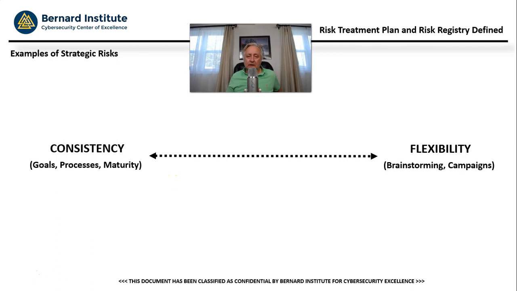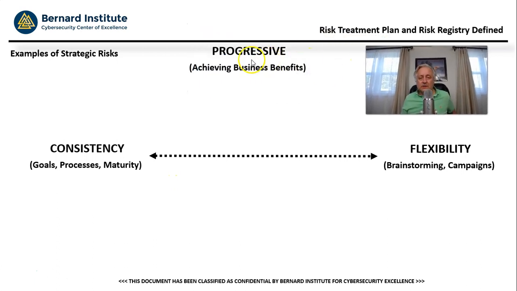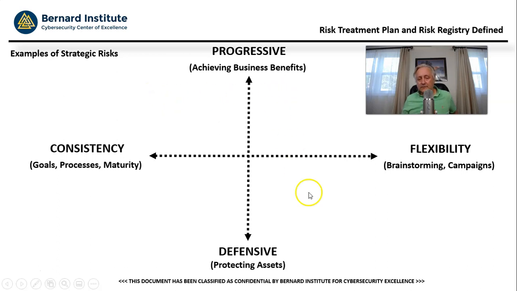And then we have progressive. That means we're achieving business benefits, and business benefits are basically revenue streams. So are you hitting your revenue targets to be progressive? And what's the opposite of that? Well, protecting assets. These two are like pulling at each other, right? One's pulling at one end and the other's pulling at the other end. So we want to reach our business benefits. We want to be flexible. We like to be consistent, but a little bit we have to be defensive.